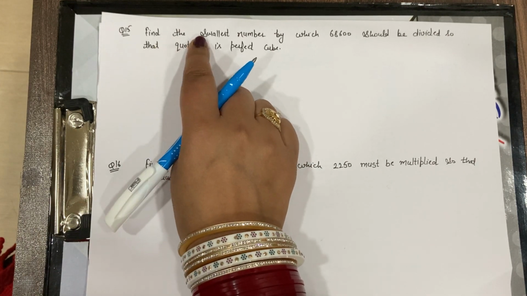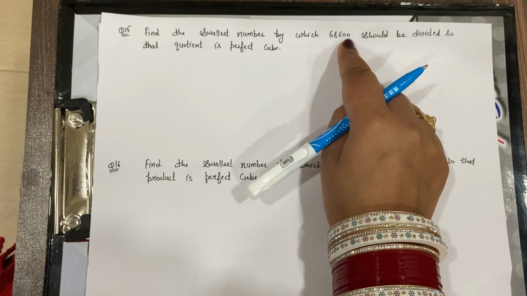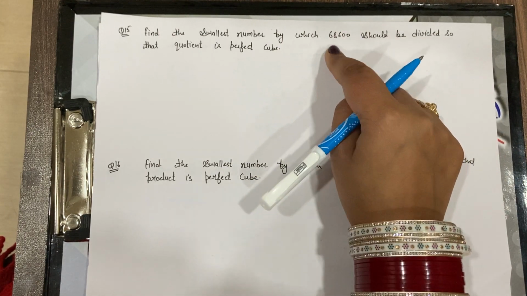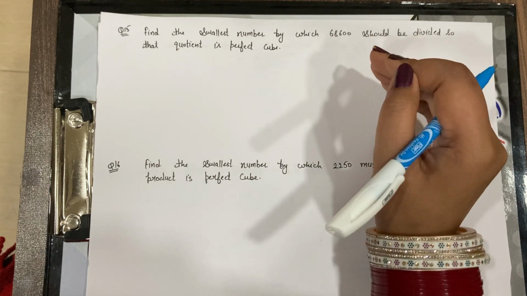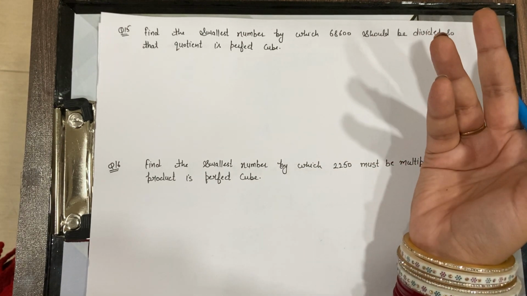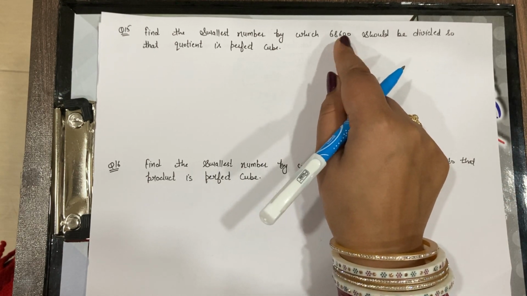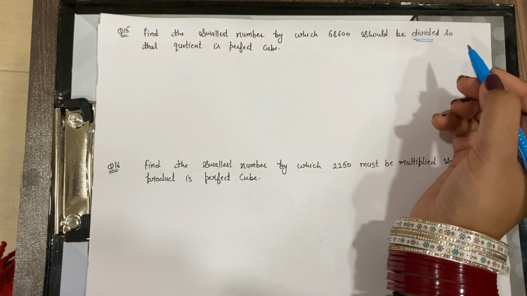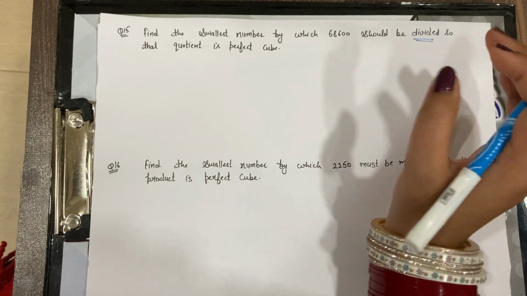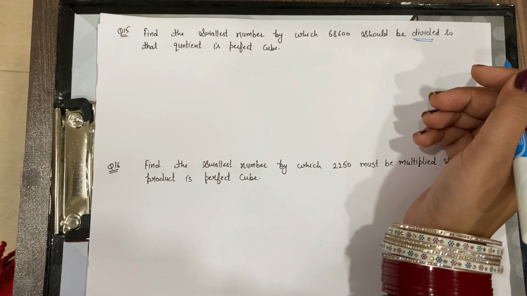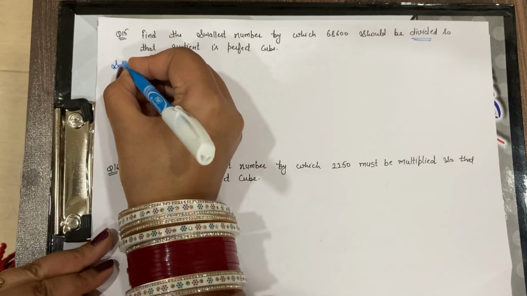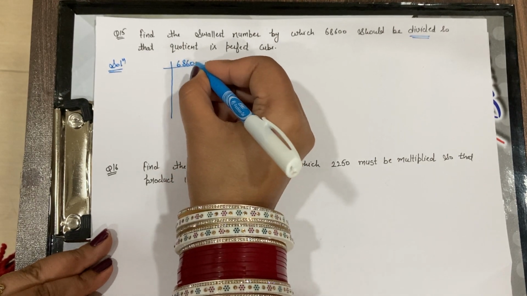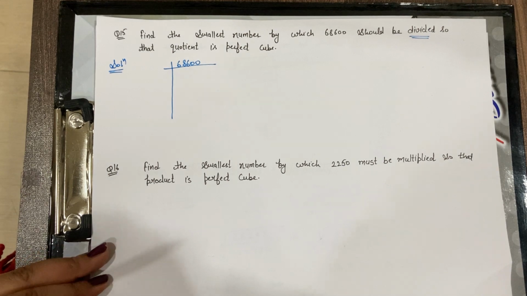In this question, it is given: find the smallest number by which 68,600 should be divided so that the quotient is a perfect cube. Now what they are saying is that this is not a perfect cube. When you make factors, they do not form triplets which give you a perfect cube, right? So it is not a perfect cube. We have to remove something from it. Divided means removing. What should be divided, what should be removed, so that the remaining number becomes a perfect cube? For that, the procedure is the same as the previous concept we learned in square and square roots in previous videos. If you have not seen it, see those videos.